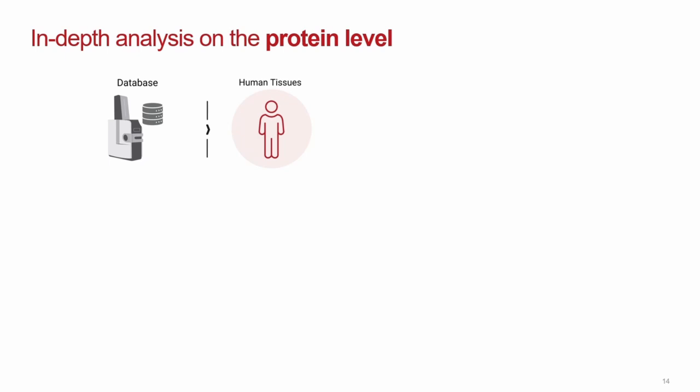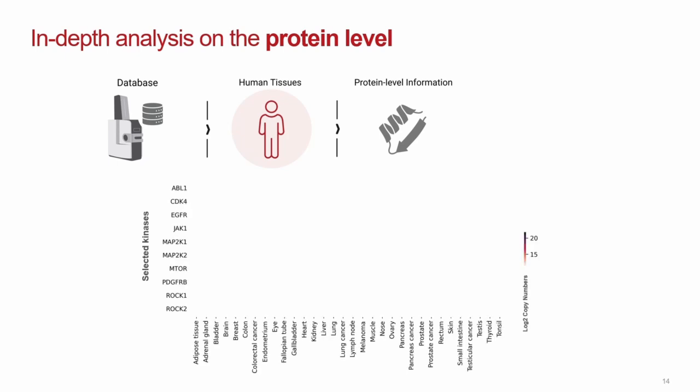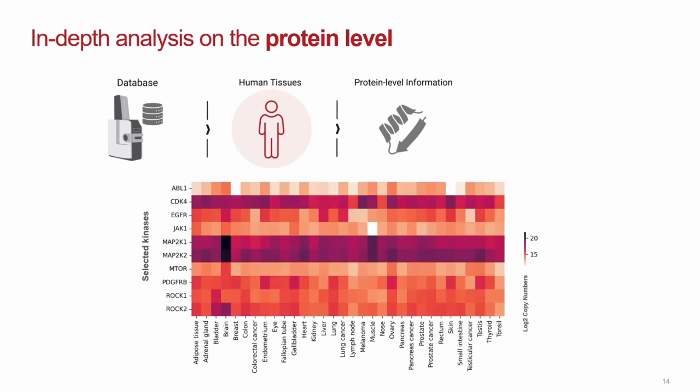So let's again have a look at the human tissues, and I would like to give you some results on the protein level. Here we selected some kinases. It's well known that kinases are involved in cancer development. We see them listed on the y-axis, and on the x-axis we have the human tissues. With this heat map we see that we can actually identify and quantify these proteins across human tissues. But let me go one step further.